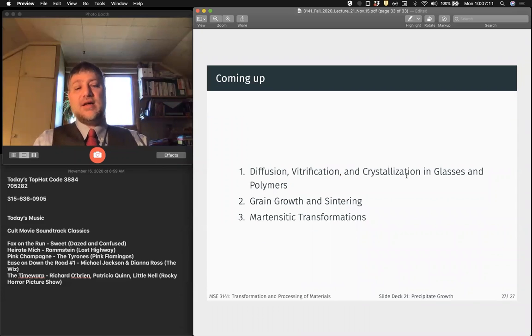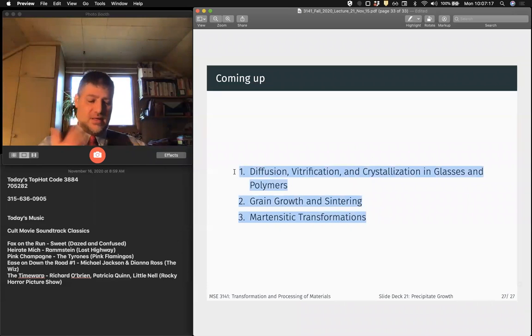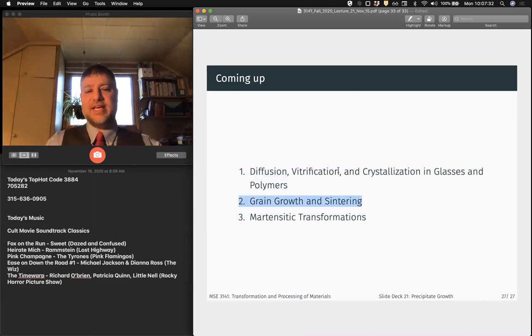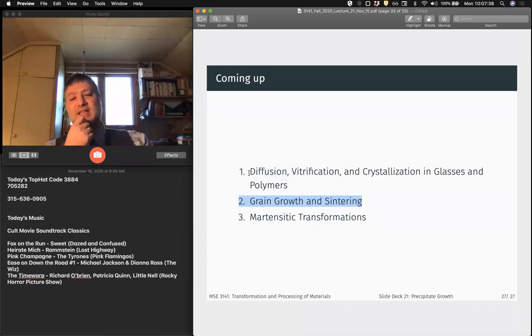And then I still haven't quite figured out the time that we'll do these last three subjects. I think we might do grain growth and sintering next because it keeps with the diffusion aspects, then do vitrification and crystallization, and then the last topic will be Martensitic transformations, right? And that'll be it for the semester, right?